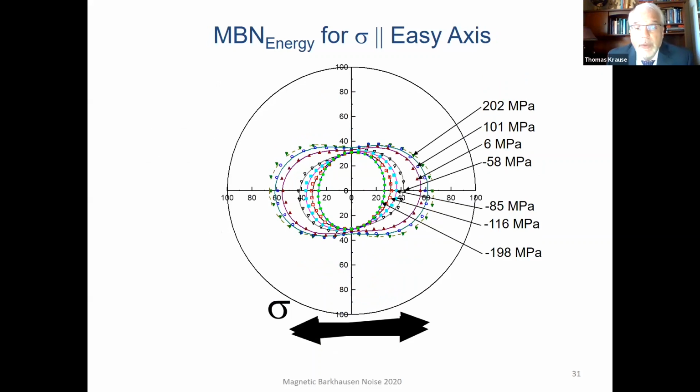Compare that to applying uniaxial stress parallel to the easy axis. And what you see is that the Barkhausen noise does not increase as much at all. We're going here from 6 megapascal to 202 megapascal with only a very small change. In contrast, when I apply compressive stress to this sample, I see a very large reduction.